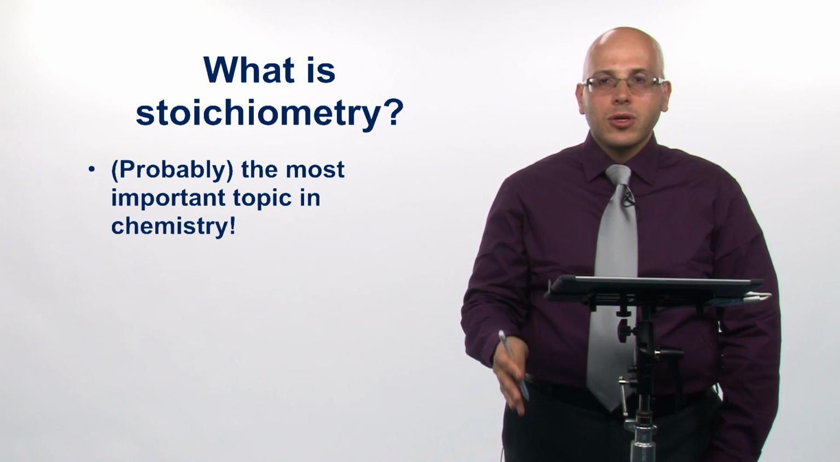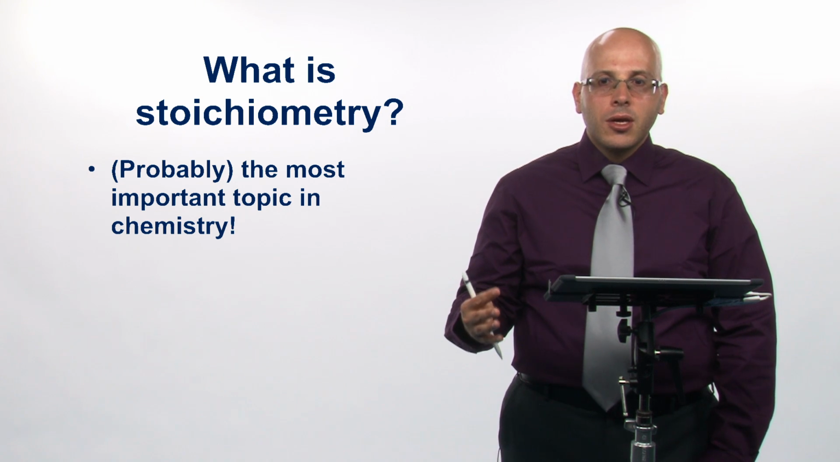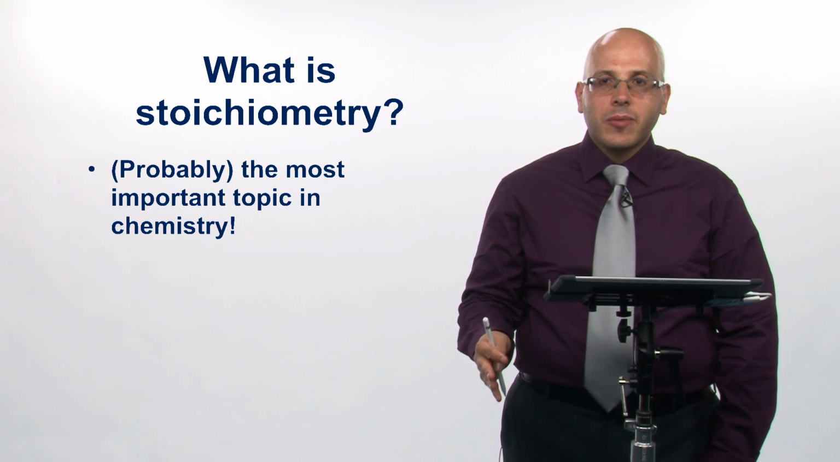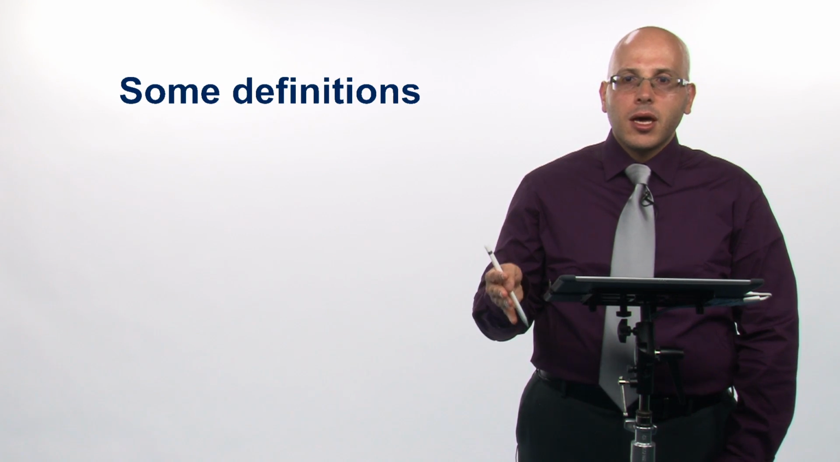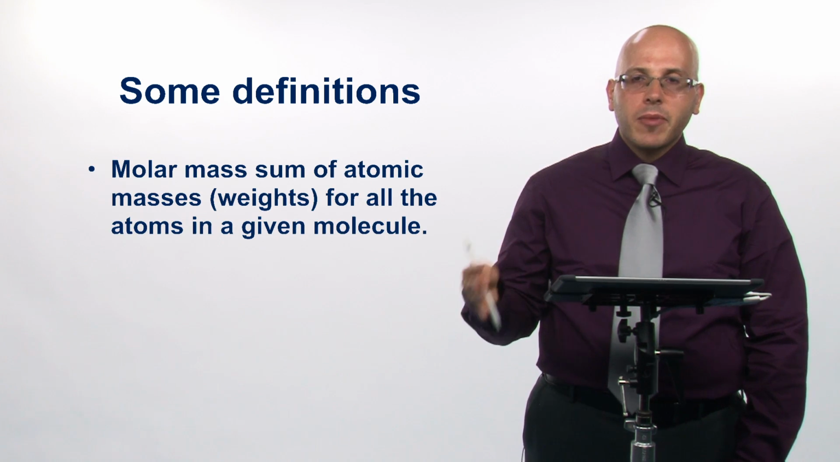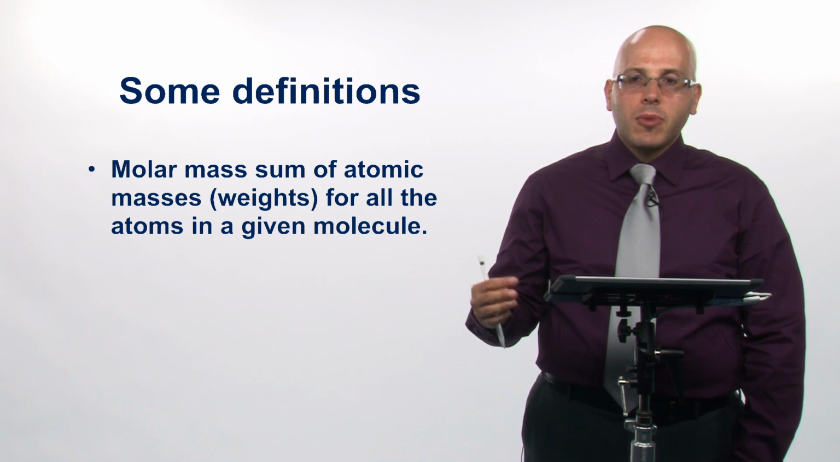So the word stoichiometry really refers to the amounts of a species or a substance. And because it has to do with amounts, we sometimes call it the mathematics of chemistry. So let me give you some definitions to show you how these equations in mathematics kind of work out. Okay? First, we're going to talk about a molar mass, or molecular weight. And the molar mass is really just the sum of all the different atomic masses or atomic weights for all of the atoms in a certain molecule.